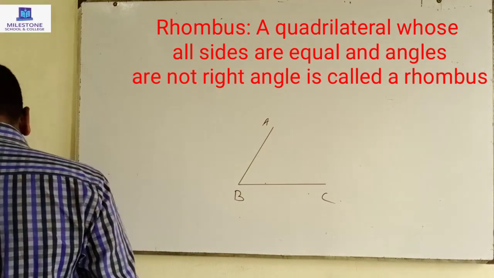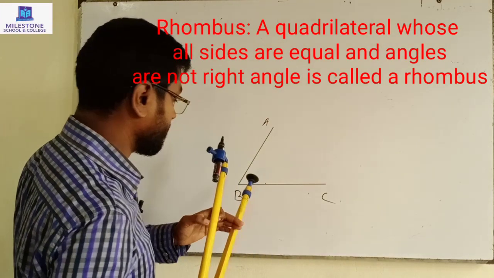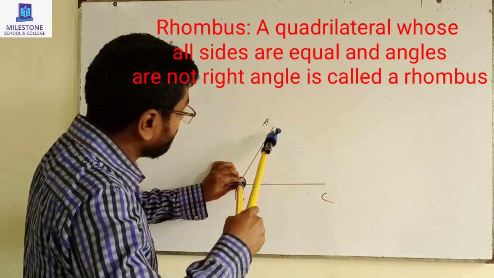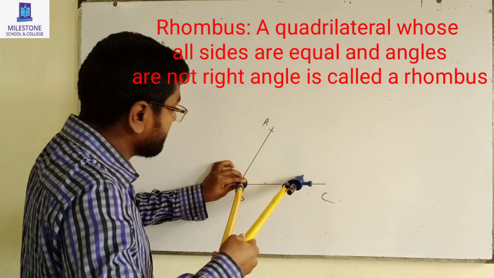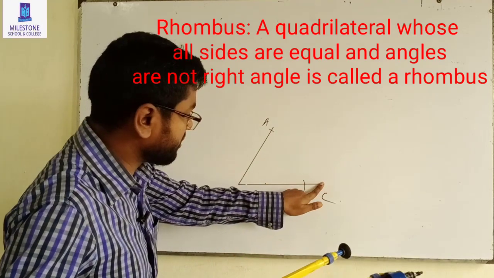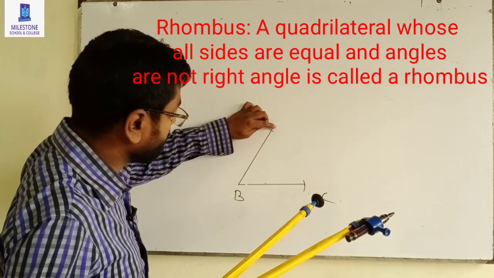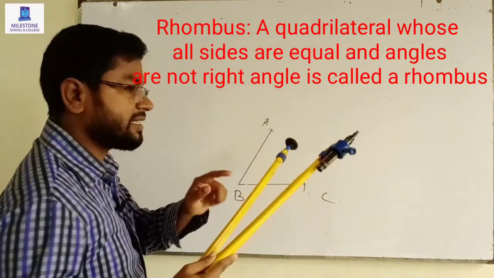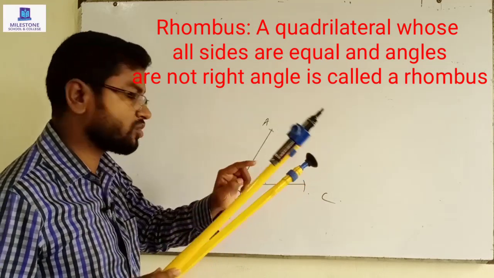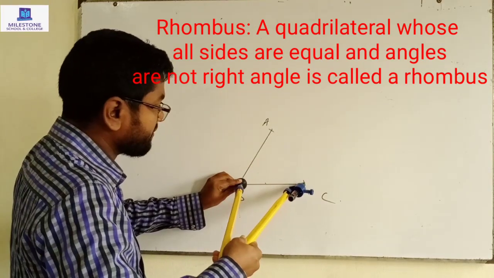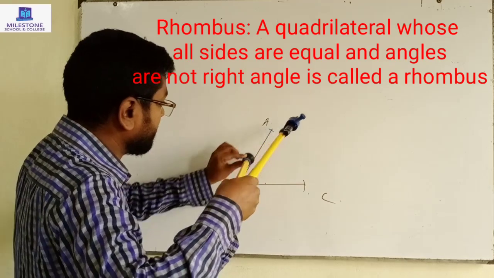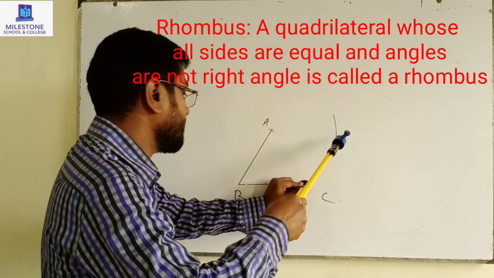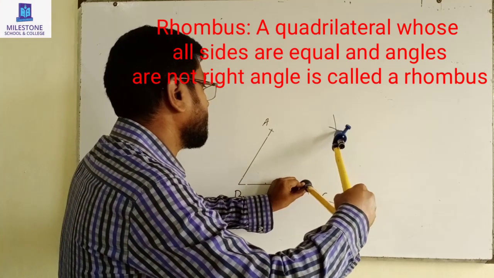Now with the protractor, all sides of this figure are equal, so with the protractor we will cut the same part. Then we will make it short. Now from this point, with the same length, be very careful, it should be the same length. This side and this side will be the same length. From there we will draw an arc on this side, and here also we will draw another arc.